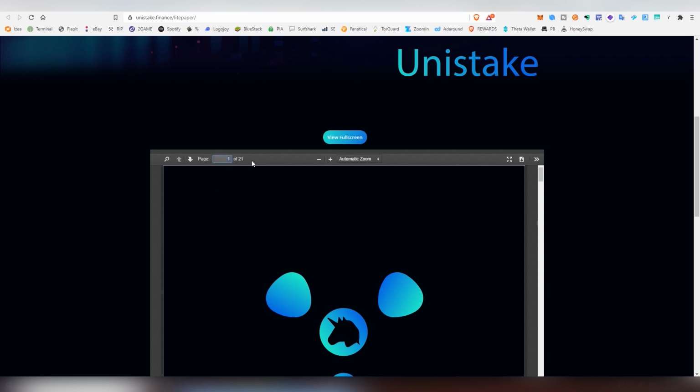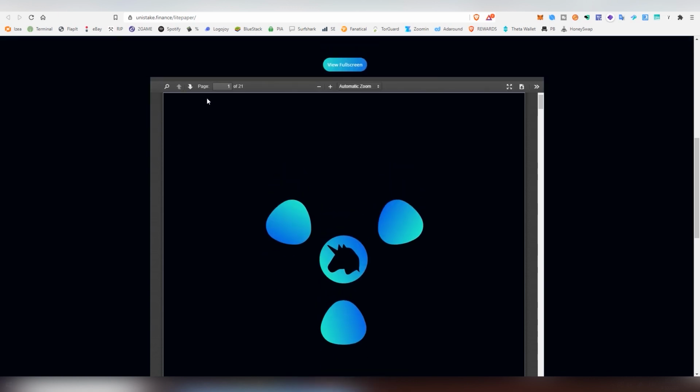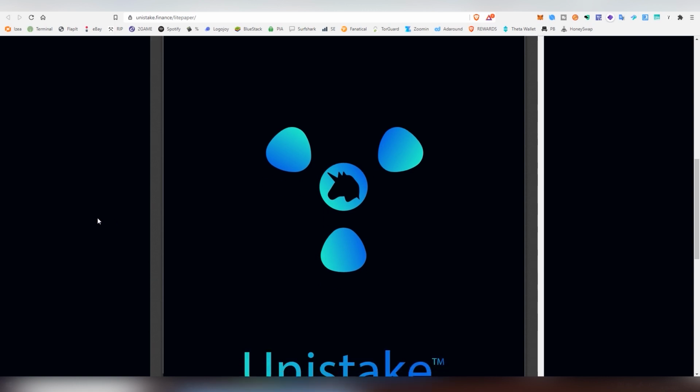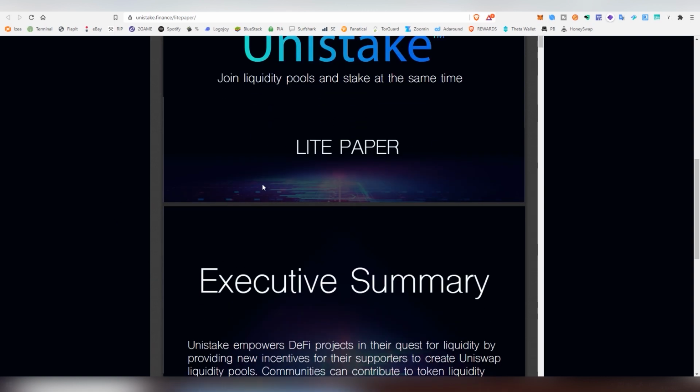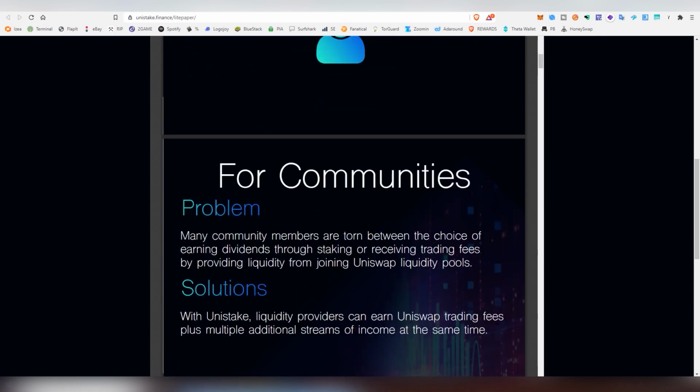One other good sign is that it's 21 pages. Usually bad white papers are around 5 pages. Anything that is good is usually above 18. So that's also a good sign about the project. But let's go through the actual thing.